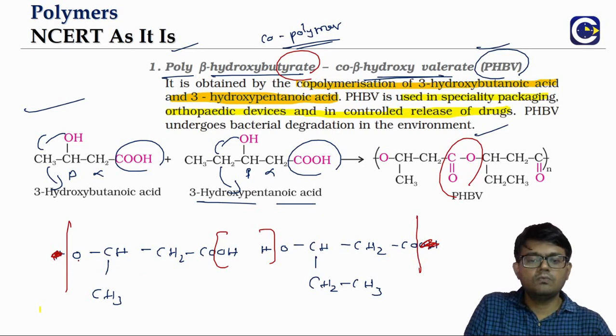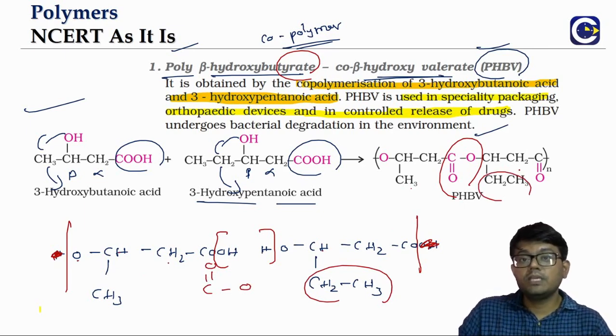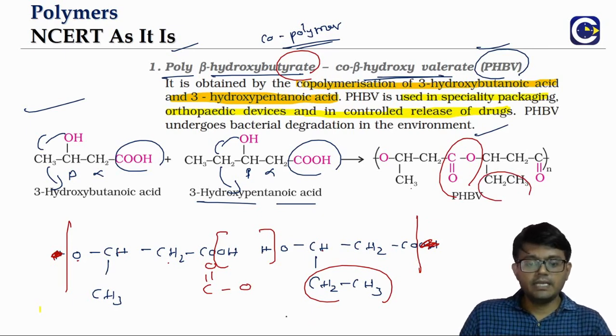So here what is it? O, CH, methyl group is attached. CH2, this is the ester part, COO. CH, ethyl group is attached. CH2CO. So this is the repeating unit of the PHBV. Poly beta hydroxy butyrate, copolymer with what? Beta hydroxy valerate. See why this is the name valerate?